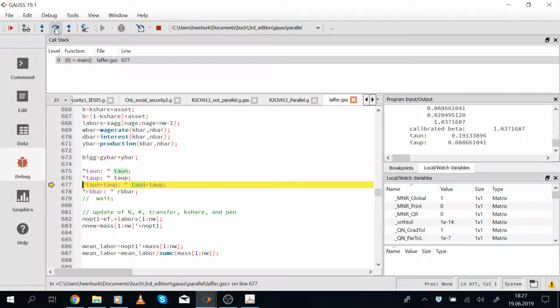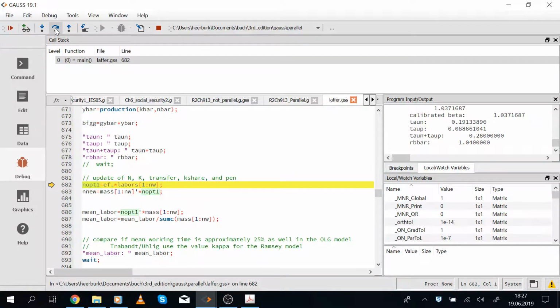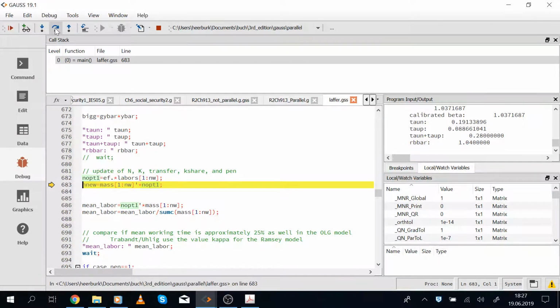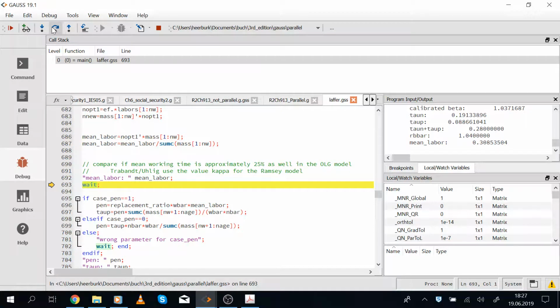So for example, we have found a labor wage income tax of 0.191, a social security contribution rate that balances the social security budget of 8.87, and of course the sum of the two is equal to 28%. Our endogenous value of the return on government bonds is 4%, and our mean labor is 0.31, which is close to what we are looking for.